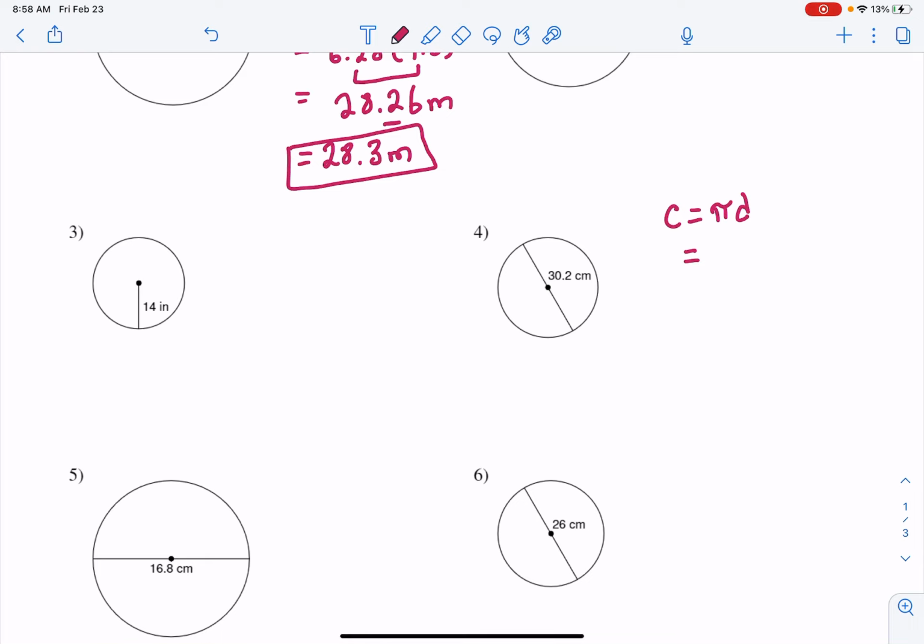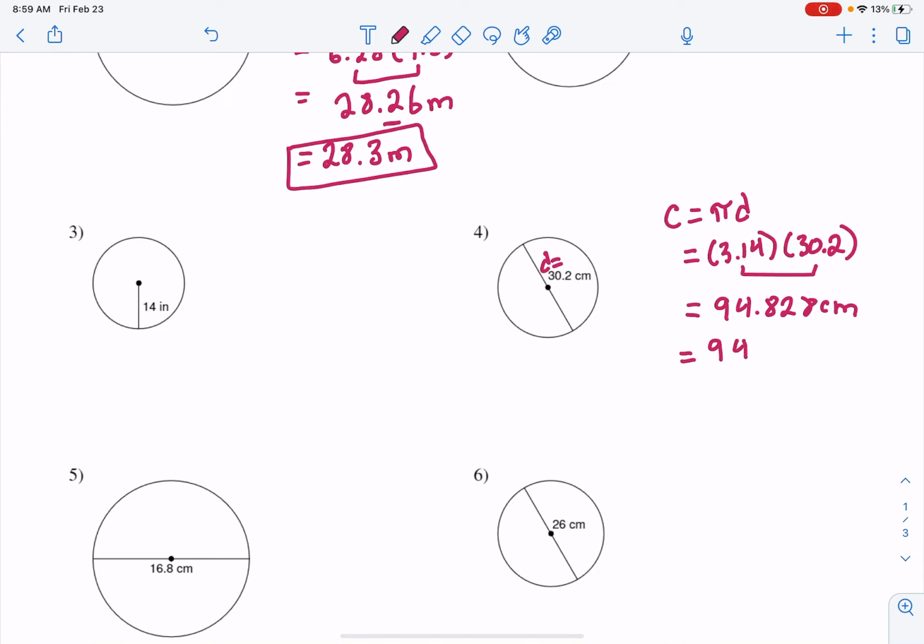Our second step is going to be replace all symbols and variables with the numbers they represent. So I'm going to replace pi with 3.14, and then I'm going to replace d, diameter, for what the circle has given us as the diameter. So that's going to be 30.2. And then I can go ahead and do my multiplication. 3.14 times 30.2 is 94.828 centimeters. And since we're rounding to the nearest tenth, I'm going to say my answer is 94.8 centimeters.